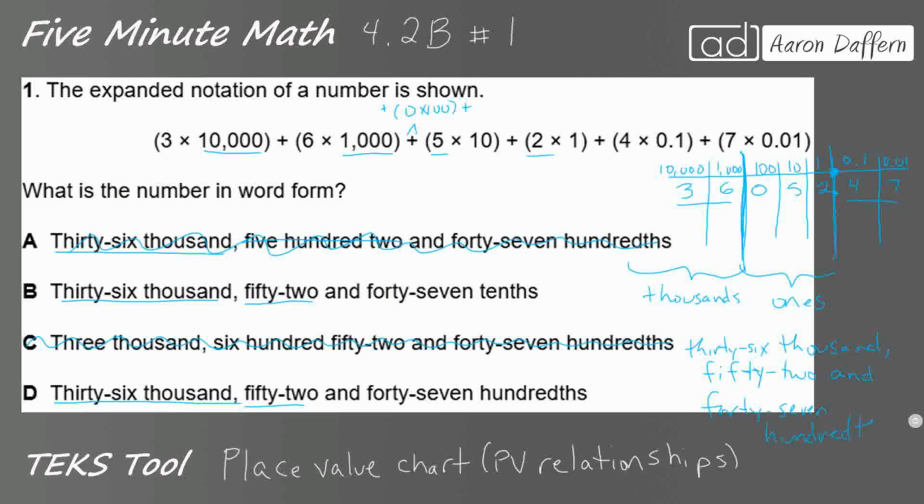So we would say the answer is 36,052 and 47 hundredths. And you say I've got 47 tenths right here. So I need 47 hundredths, and my answer is D.